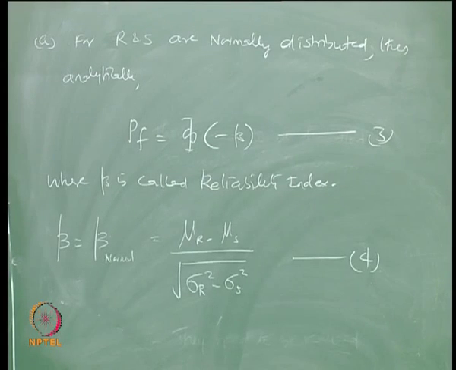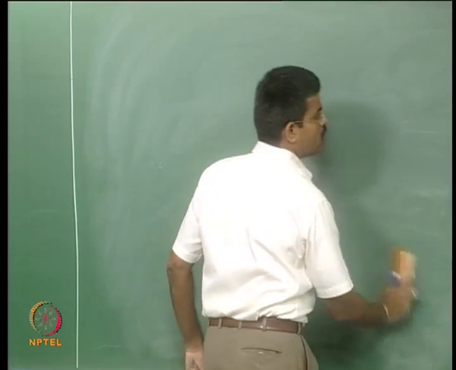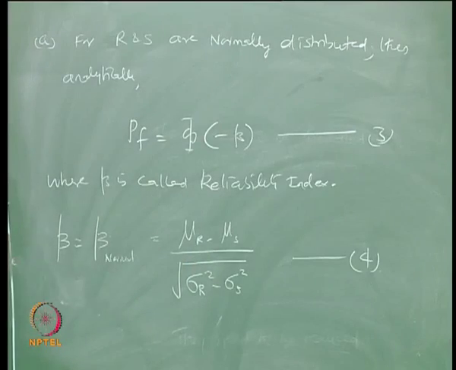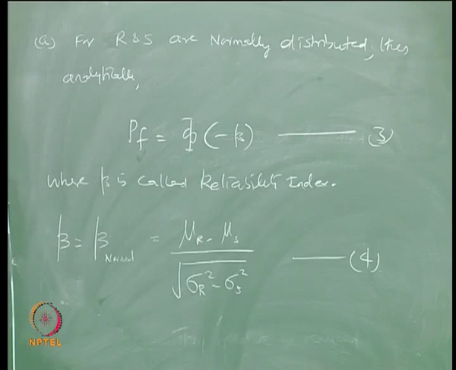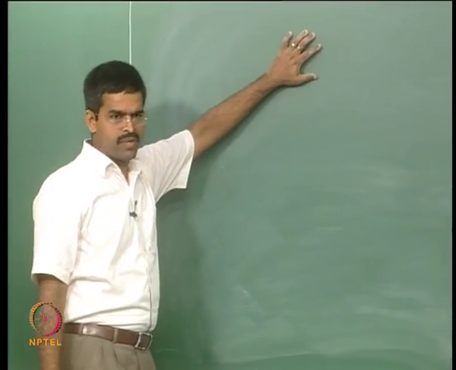Where for R and S normally distributed, I already know the mean and standard deviation of these two, so I can find out beta. Once I know the reliability index, I can find the probability of failure using a simple table. Though the table is available in all standard textbooks of reliability or statistics, I will just give some values of this table for our interest.